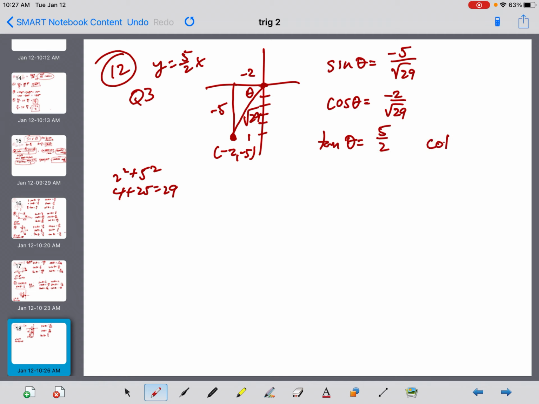All right, cotangent's going to be the flip of that, 2 over 5. Secant's going to be the flip of this one, negative radical 29 over 2. And cosecant theta is going to be the flip of this one, negative radical 29 over 5.